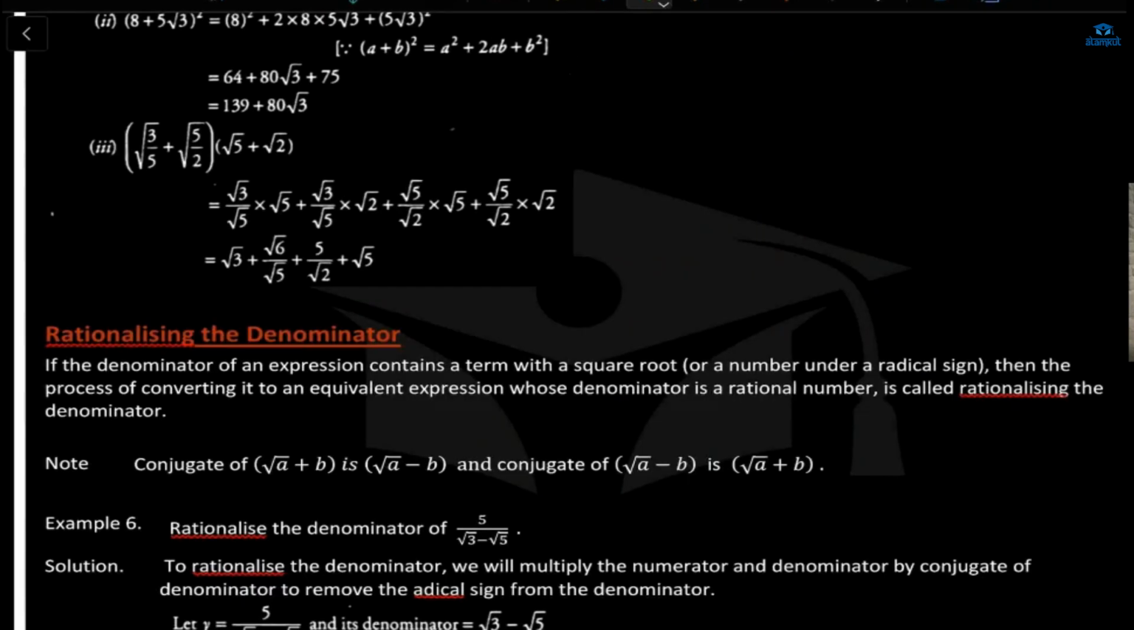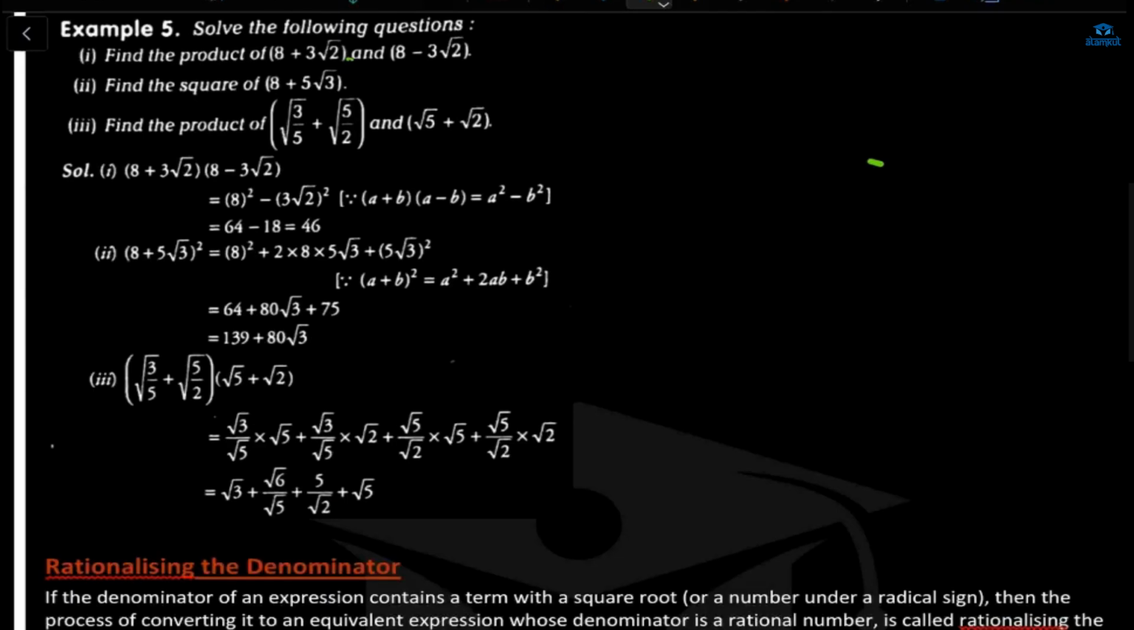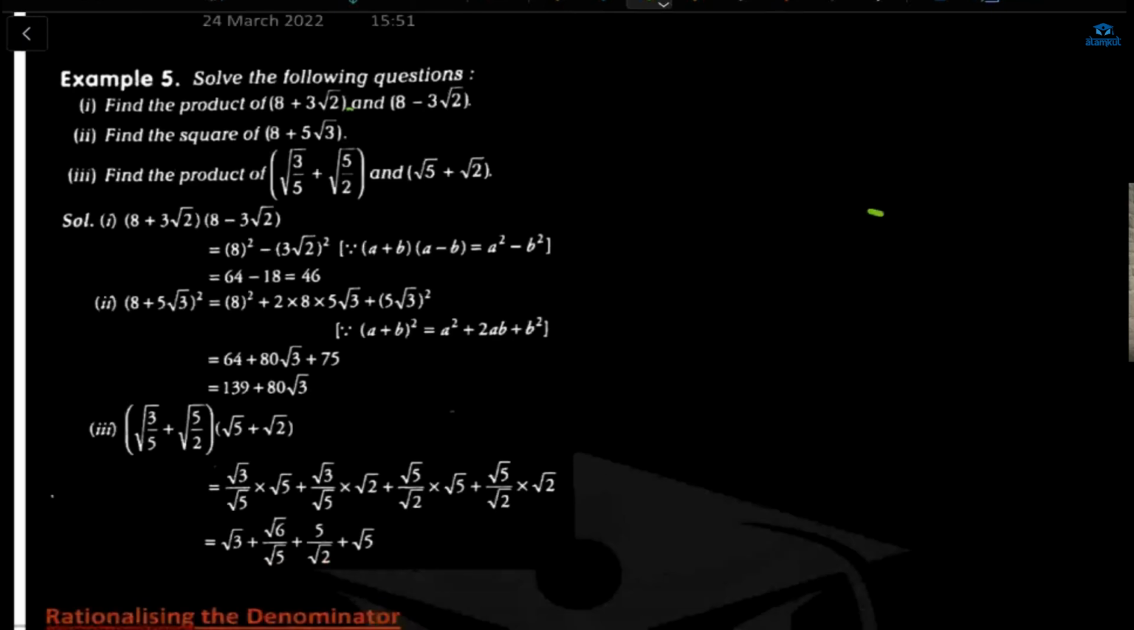Now let's see how to rationalize the denominator. Ma'am, can you please explain it again? Any particular question you want to ask? No, ma'am, the concept. See, it's just simply asking you to solve the questions. Here, solve the following question. Example number 5. The first one is find the product of 8 plus 3 root 2 and 8 minus 3 root 2.